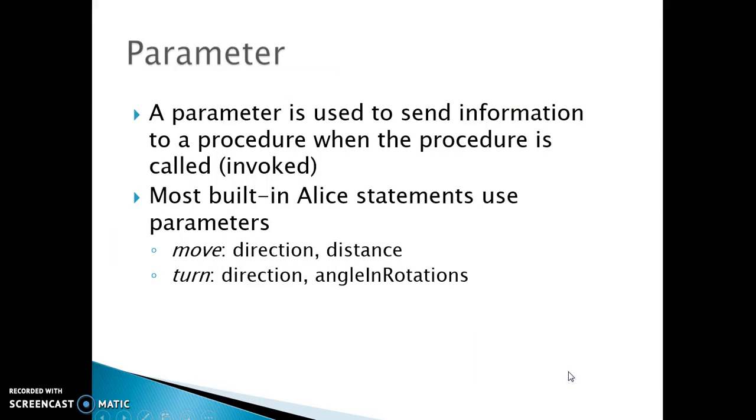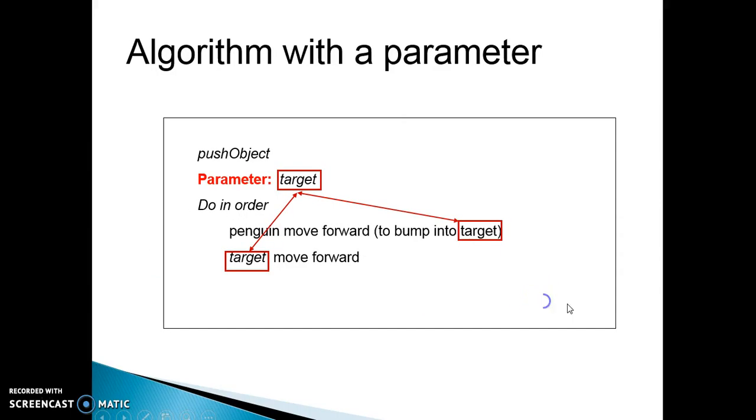Okay, so let's talk about parameters. A parameter is used to send information to a procedure when the procedure is invoked, and that's really important. We haven't invoked the procedure yet, right? The procedure is called push object. You've already been dealing with parameters, you just didn't know it. Anything that was, so move, right, is the verb. I guess you could consider these the adjectives, right? Maybe it's adverbs. What direction do you move? What distance do you move? When you're talking about turn, you're talking about the direction and how many rotations you make.